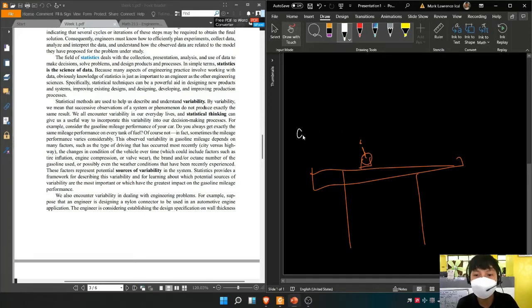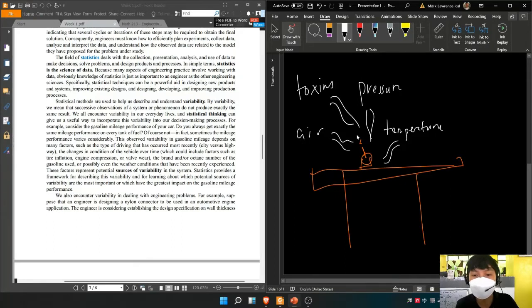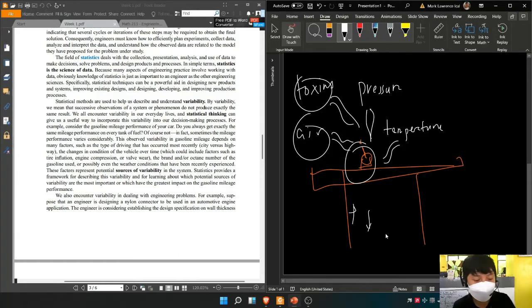So, pwedeng air, naka-apekto sa cake, pwedeng temperature, naka-affect sa cake, pwedeng pressure, naka-affect sa cake, pwedeng toxins, like yung mga lason, mga dust, mga particles, etc. So these factors can lead to the change in the cake. Pwedeng ang ibig ko sabihin is pwedeng maging mabilis ang pagpanis, pwedeng mabagal ang pagpanis. Yun ang gusto kong sabihin dito.